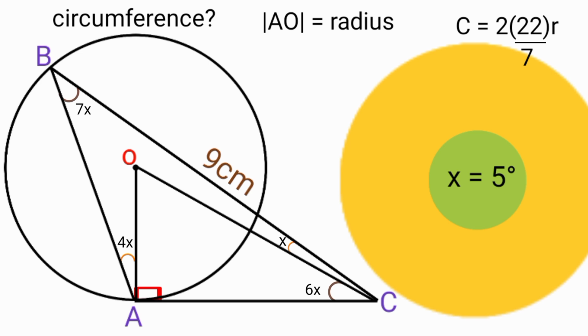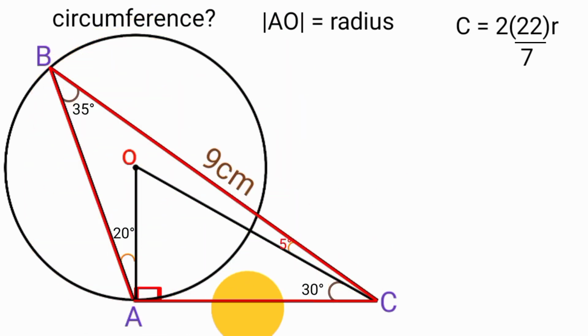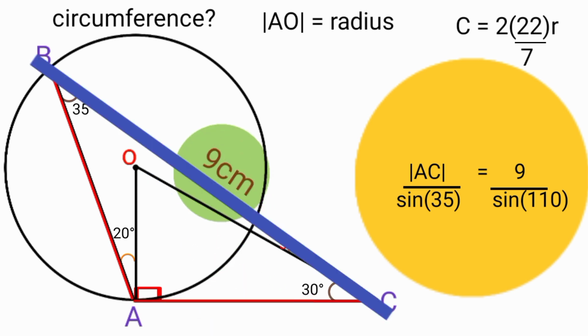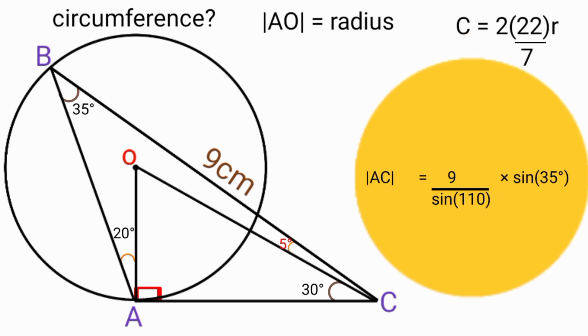So since x equal to 5, this angle here equal to 5, while here 6x will be equal to 6 times 5, which is 30 degrees. Here 4x equal to 4 times 5, which is 20 degrees. And here 7x equal to 7 times 5, which equals 35 degrees. So now, to find the length of this line AC here, we can use the sine rule. So using the sine rule, line AC over sine 35 degrees equal to 9 over sine 110. Making line AC the subject of the formula, line AC equal to 9 over sine 110 times sine 35.